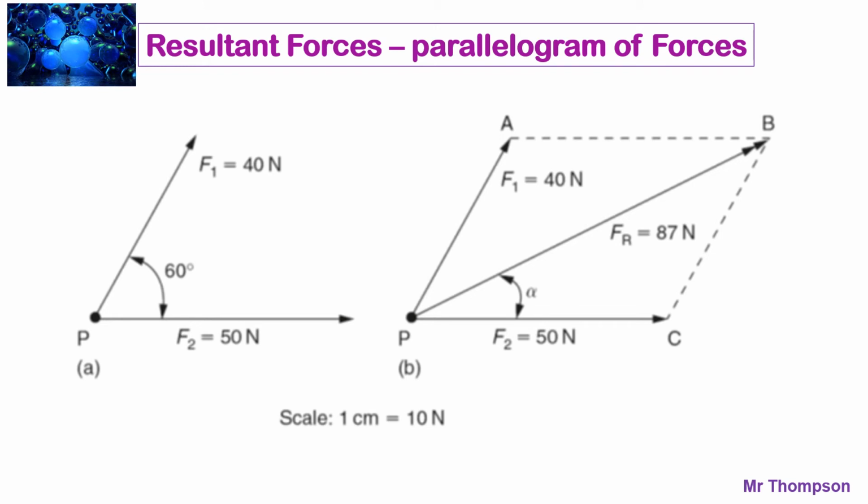Another way of doing it, if the angles are not 90 degrees, is to use what's called a parallelogram of forces. So if we have two forces, F1 and F2, at a 60 degree angle, you could draw them to scale. For example, 1 centimetre representing every 10 newtons. Therefore, you'd have 5 centimetres along the bottom and 4 centimetres at an angle of 60 degrees. And then complete the parallelogram and then find the resultant force, which would be from P to B. Measure that, and if that was 8.7 centimetres, then it would be 87 newtons.